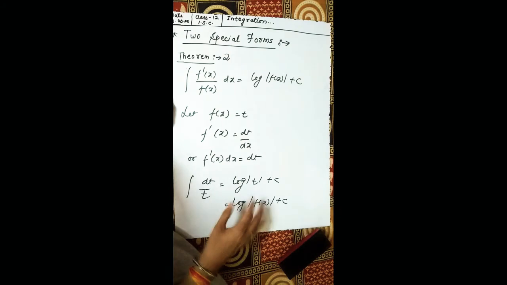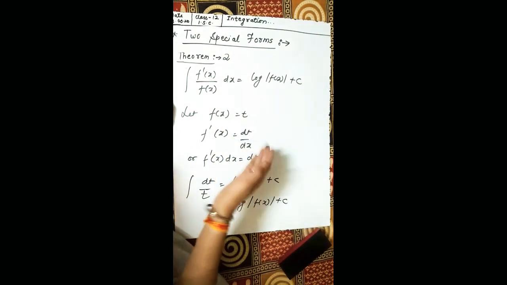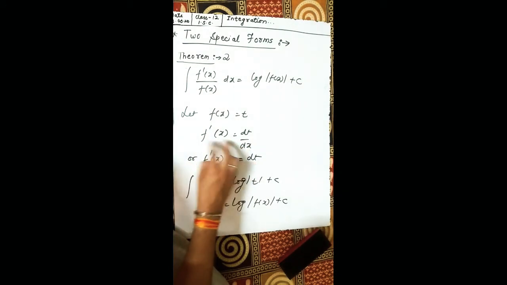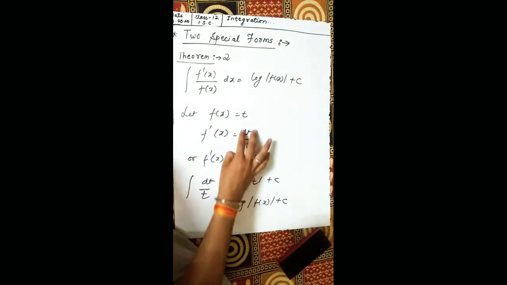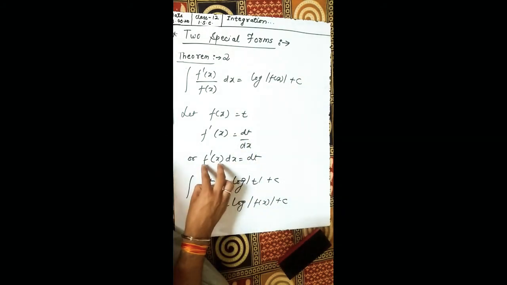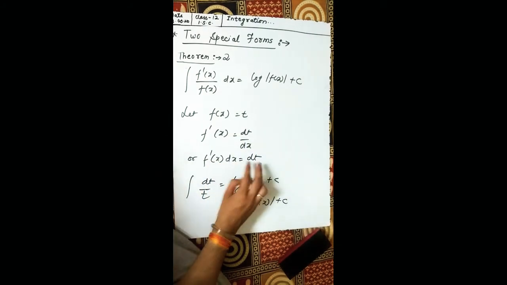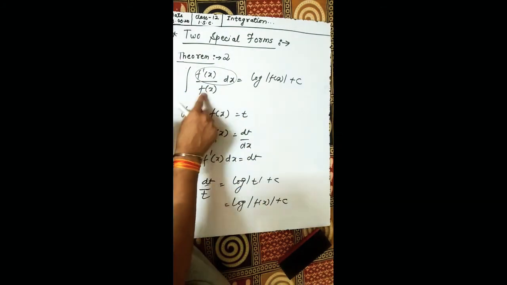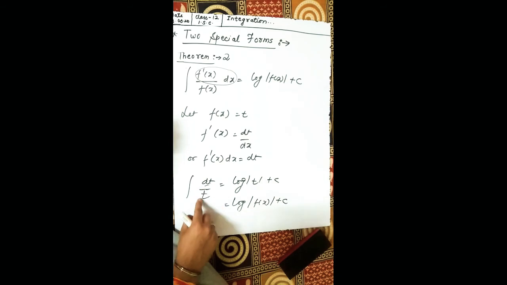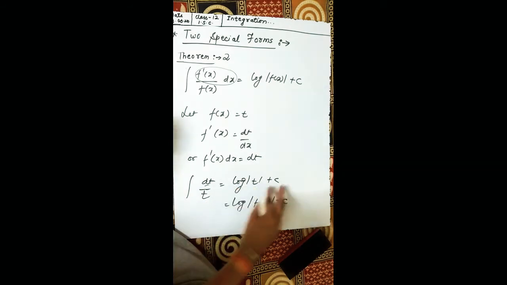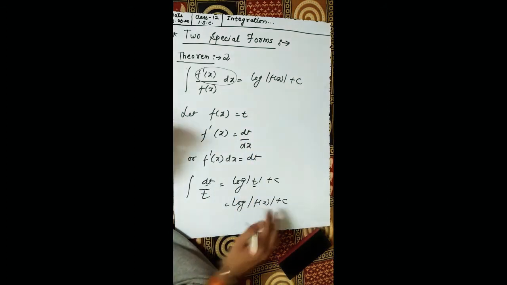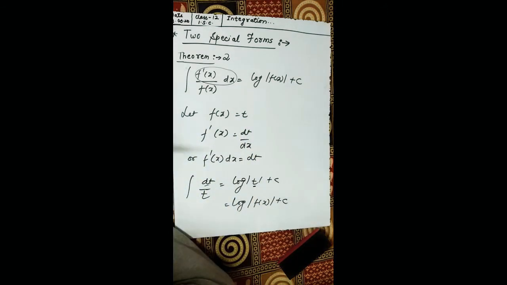What is the proof now? Consider f(x) is equal to t, as we have considered in the previous proof. Differentiate both sides. f dash x is equal to dt upon dx, take dx that side, so f dash x dx is equal to dt. So in place of f dash x dx, it will be dt, and in place of f(x), t, and we know integration of 1 upon t is log t plus c. Now put the value of t as f(x), so log f(x) plus c. Now let us do some questions on it, then you will understand it more clearly.